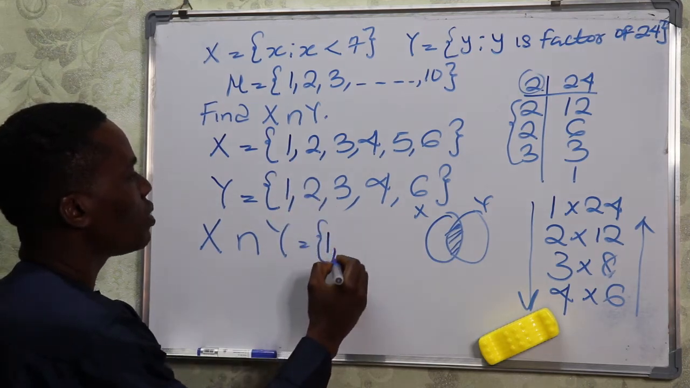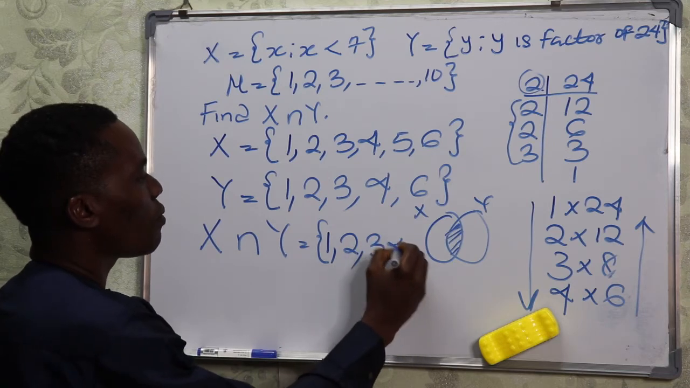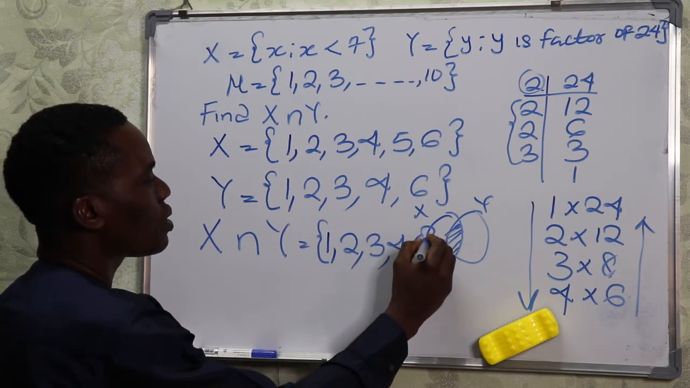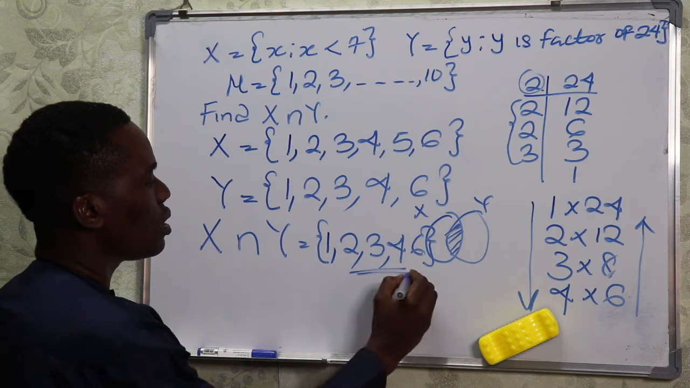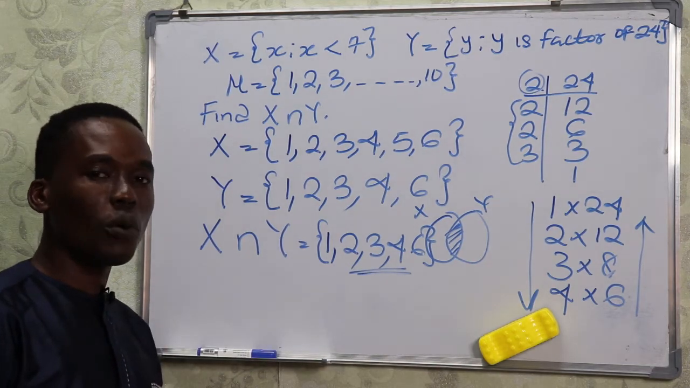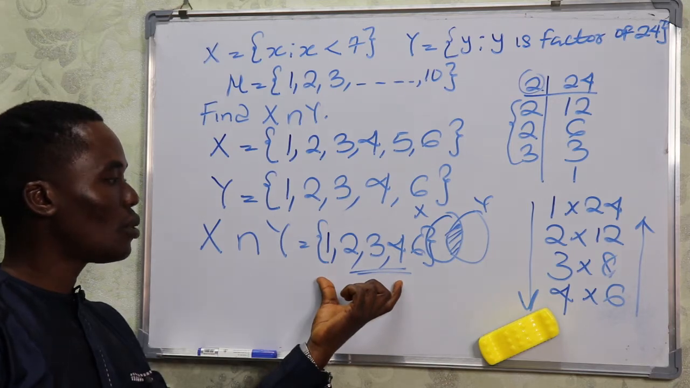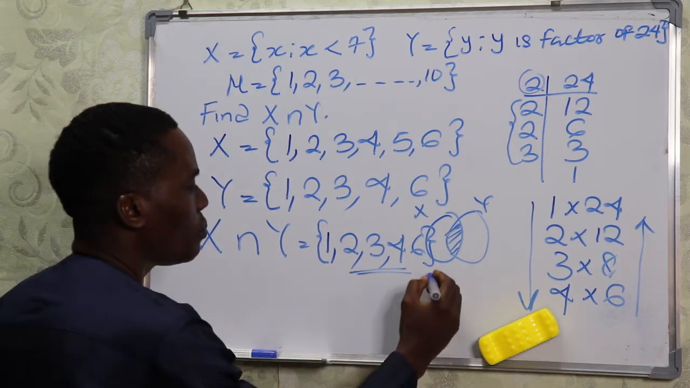We have 1, we have 2, we have 3, we have 4, and we have 6. So this is the solution for question number 6. Do you have that question number 6? If I'm seeing that question number 6, then the right answer to that question is B.